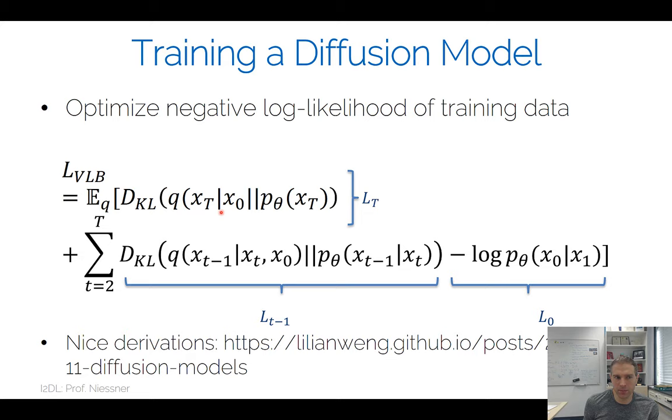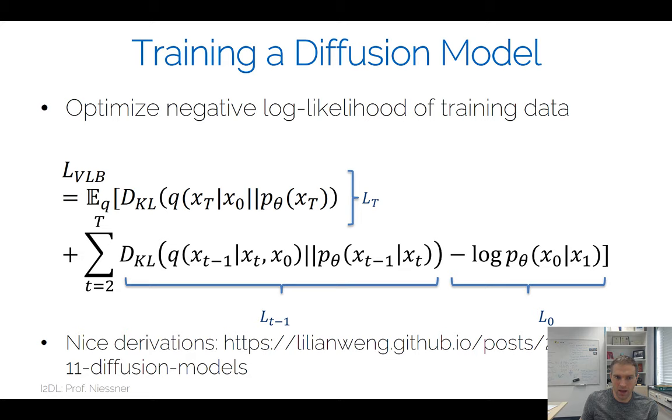And this is measured in a distance that measures the distance between two distributions. And this is the Kullback-Leibler distance. And that is actually the loss function that is then used in order to figure out the respective parameters theta here. So I'm not going to go into all these details here. There's a very nice blog post actually that explains this step by step.